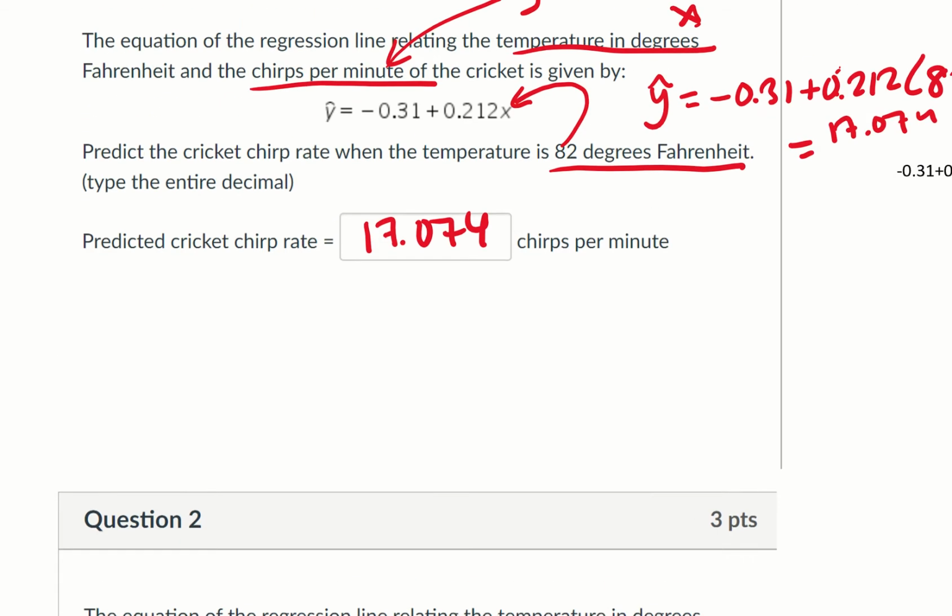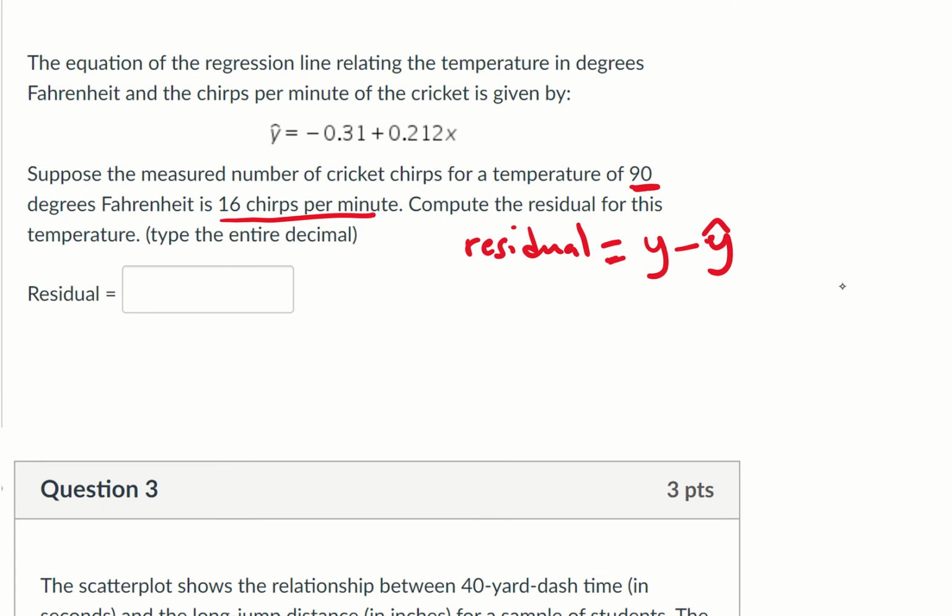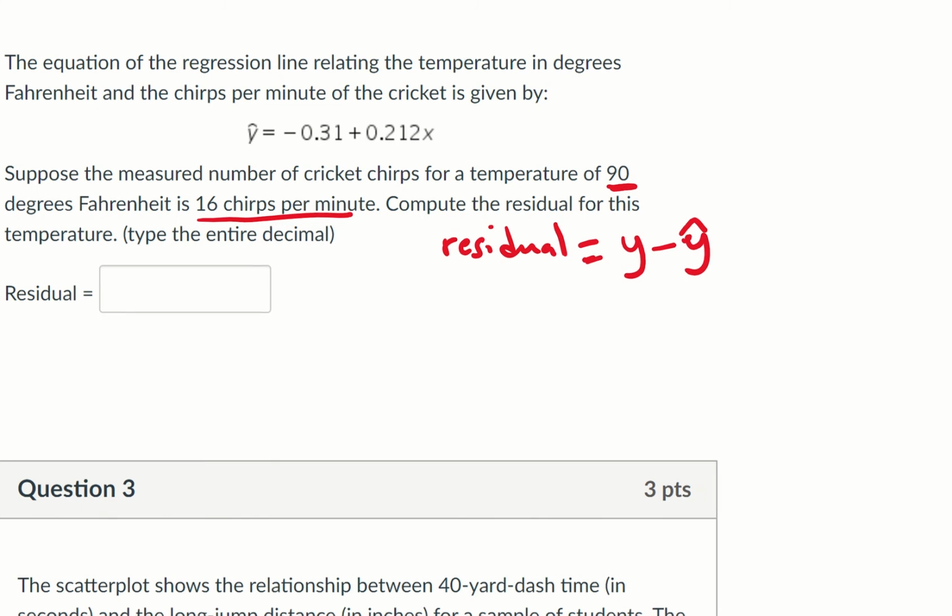Now using the same scenario, same regression line, but now suppose the measured number of cricket chirps for a temperature of 90 degrees Fahrenheit is 16 chirps per minute. So for 90 degrees Fahrenheit, it's 16. Compute the residual for this temperature. So remember, to calculate the residual, you need to figure out what the predicted y value is for that particular point, and then you want to know the actual. So the residual is the actual minus the predicted value.